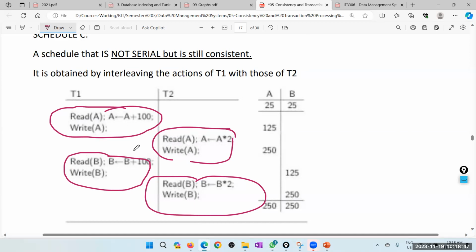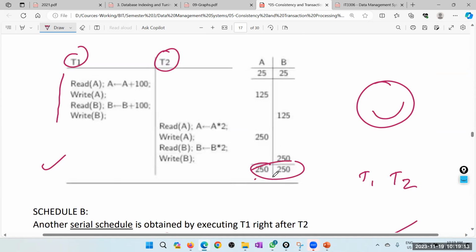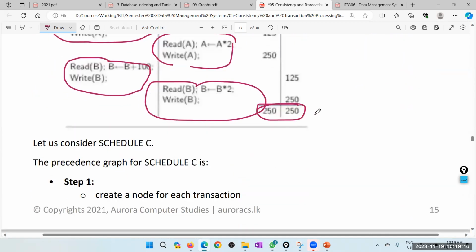And now let's see what happens. Again, let's assume 25, 25. Adding 100, 125. Here you multiply A by 2. So therefore 125 times 2 is 250. Now you are adding 100 to B. That is 125. Now you multiply it by 2 from the second transaction, 250. So the result is 250 and 250. So earlier, one of the schedules gave 150, 150. This is 250, 250. And you can see that the end result is the same as serial schedule 1.